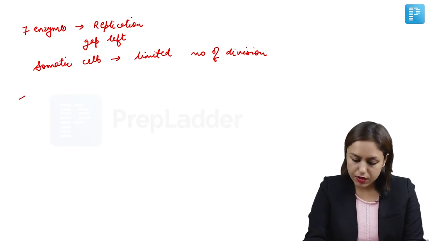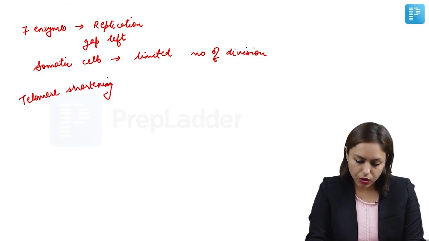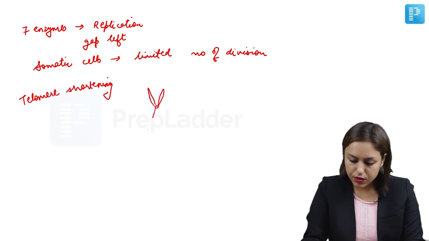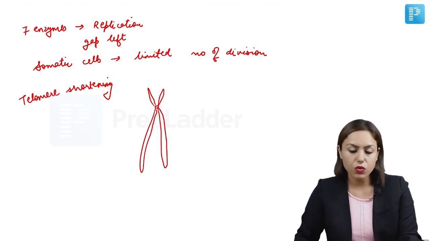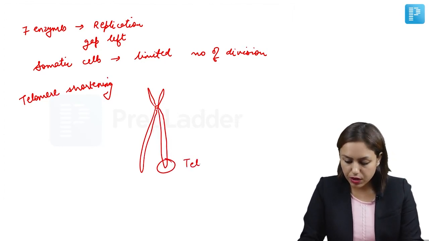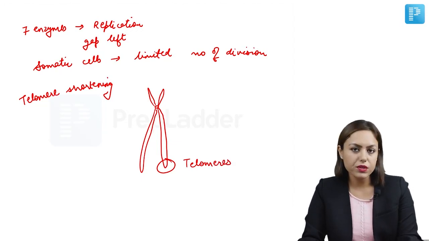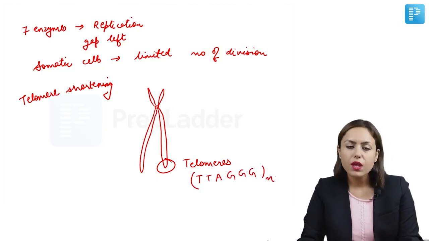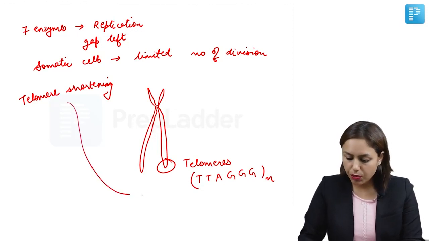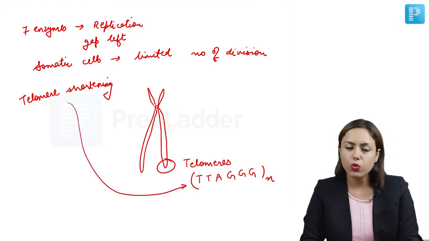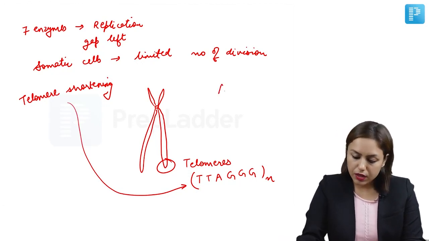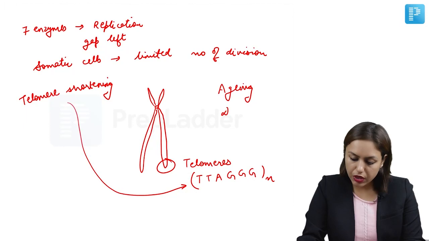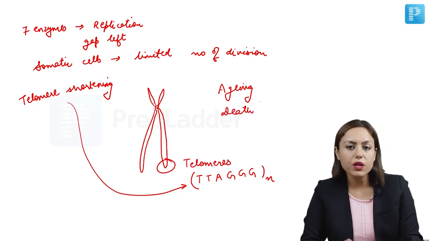This is known as telomere shortening. Telomere shortening, because if this is a chromosome, the ends of the chromosome are known as telomeres, right? Here there is a sequence TTAGGG repeated n number of times. Okay, so with each replication, some portion is getting lost from the telomere, known as telomere shortening, and this is responsible for aging and death, which is a normal natural phenomenon.